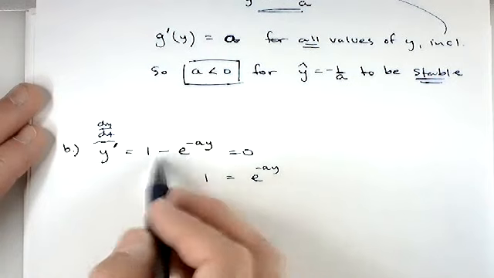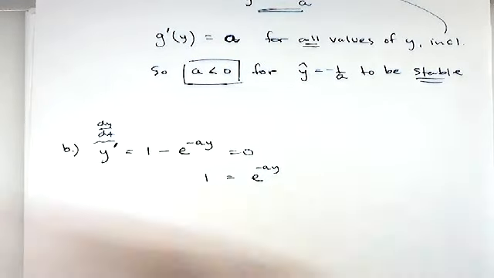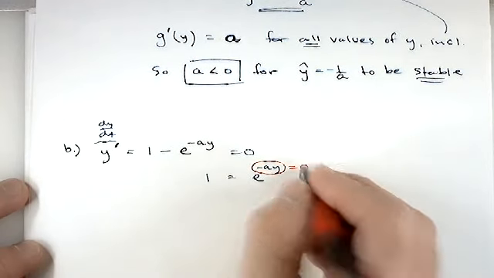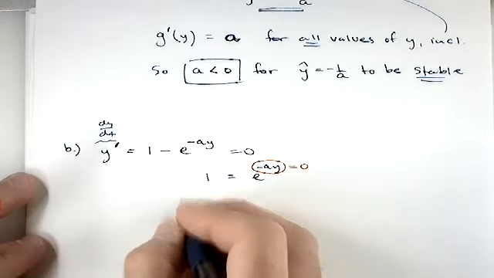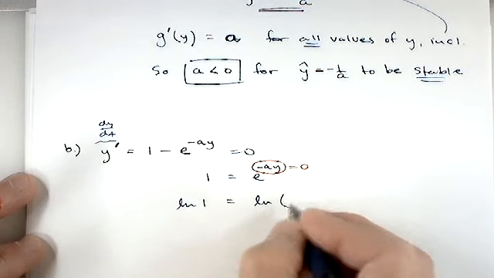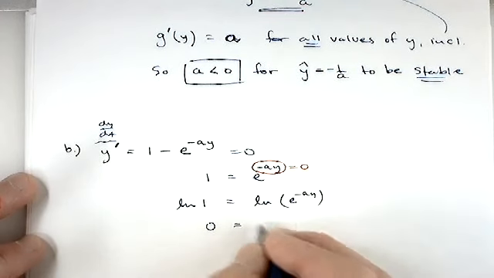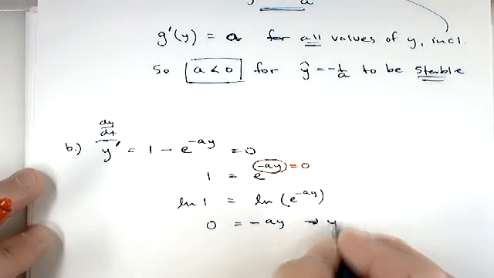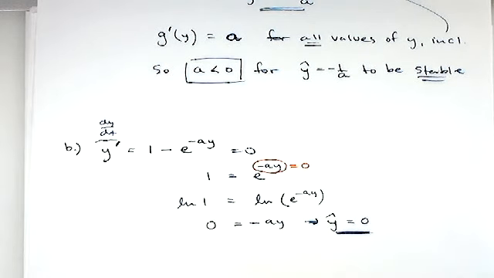All right, so if you set it equal to 0, move over the e to the negative ay. You can take the ln of both sides, or you could just ask yourself this. When is e to anything ever going to equal 1? Only when this part's equal to 0, right? Or you can follow through and take the ln of both sides. ln of 1 equals ln of e to the negative ay. You just have to know the ln of 1 is 0. And this just becomes negative ay, which means y hat, if I divide 0 by negative a, is just 0.